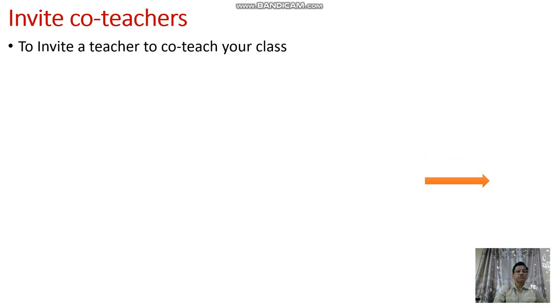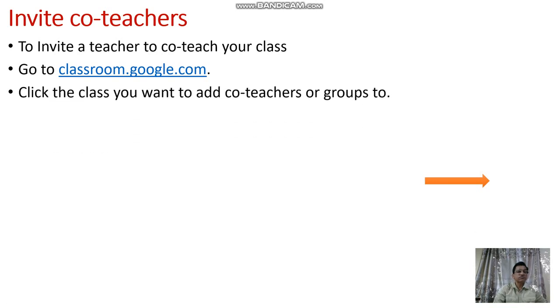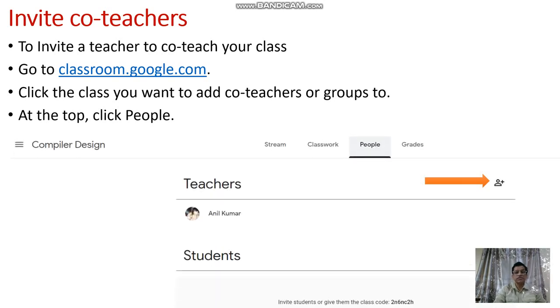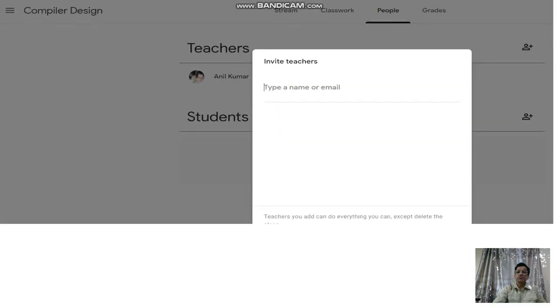To invite a teacher as a co-teacher into your classroom, go to Classrooms again and click the class you want to add a co-teacher to. At the top, go into Google Classroom and click on People. In People you can see teachers and students, whom you want to invite. Click on Teachers, write the co-teacher's email and simply post it. He will join your class.